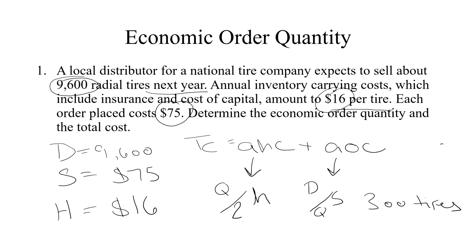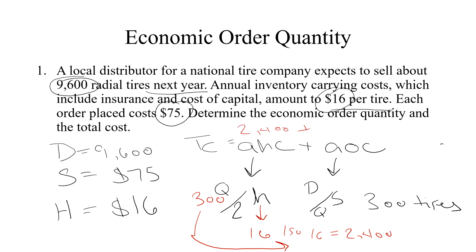I'm going to change it to red. So over here, our quantity is 300. H is 16. We'll do one at a time. So this is going to come out to 300 divided by 2 is 150 times 16. So our annual holding cost comes out to roughly $2,400.